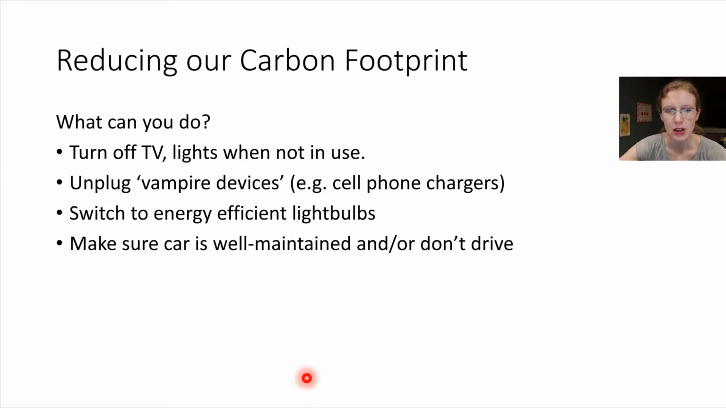Also, just maintaining your car, making sure that your car is well maintained so that it's burning fuel efficiently. That's very effective. Also, just decreasing how much you drive can be a very good thing to do.